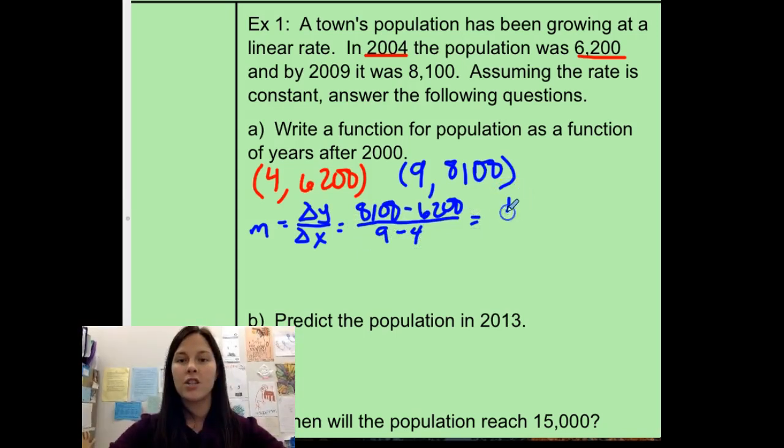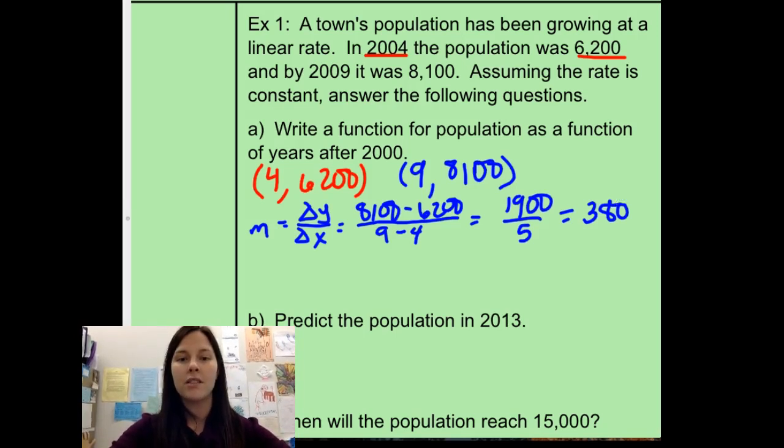Our change in y is 1,900. 9 minus 4 is 5. So that gives us a slope of 380. So to interpret that slope, the numerator was the change in people and the denominator was the change in years. So this town is growing by a rate of 380 people per year.